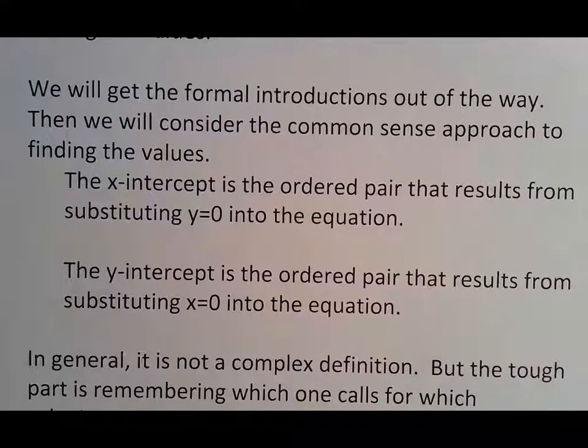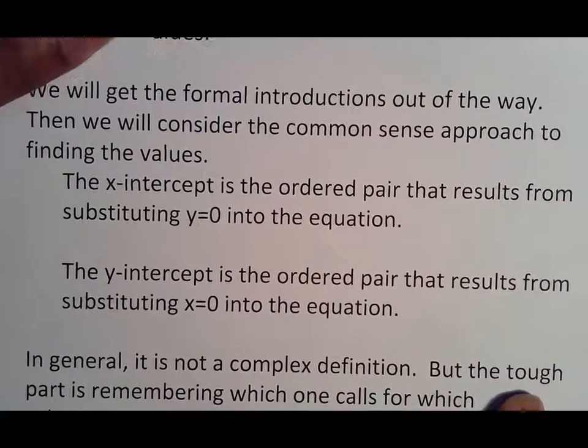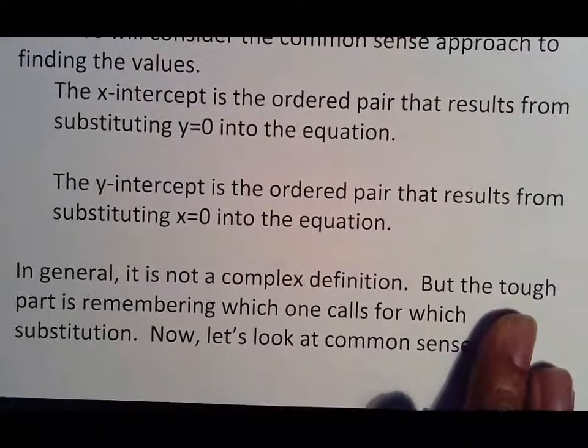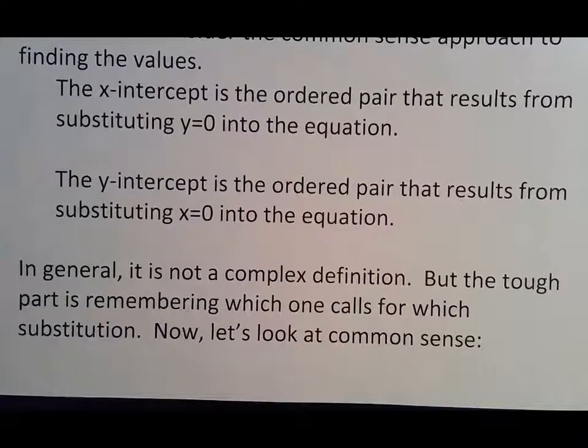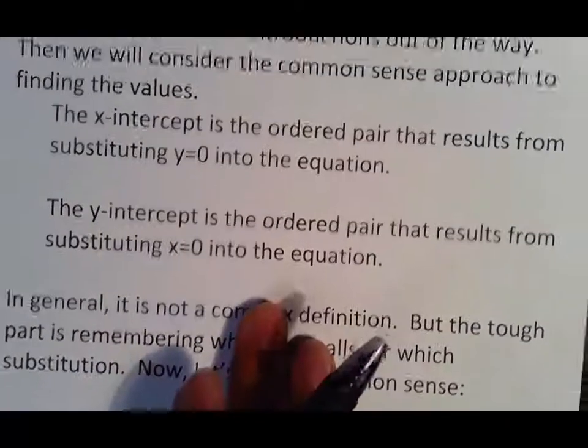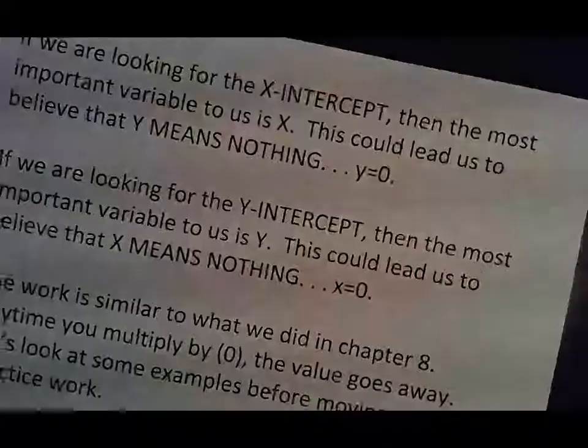So it says the x-intercept is the ordered pair that results from substituting y equals 0 into the equation. And then it says the y-intercept is the ordered pair that results from substituting x equals 0 into the equation. So pretty much it's based off of plugging in 0. So for one of them you plug in y equals 0, for the other one you plug in x equals 0. In general, it's not a complex definition, but the tough part is remembering which one calls for which substitution. So let's look at how our common sense can help us out.